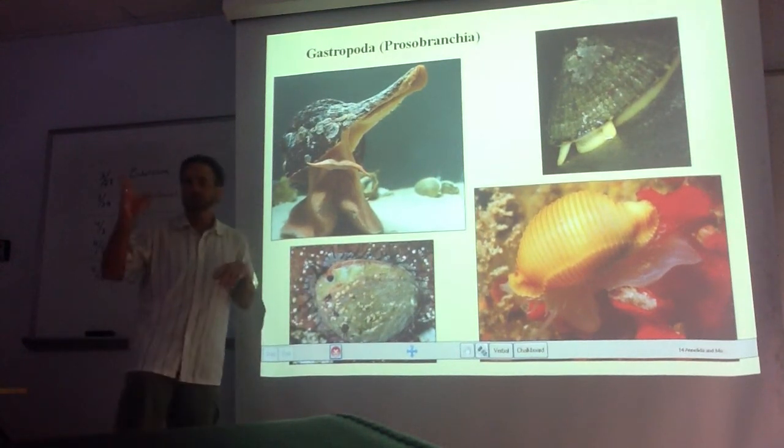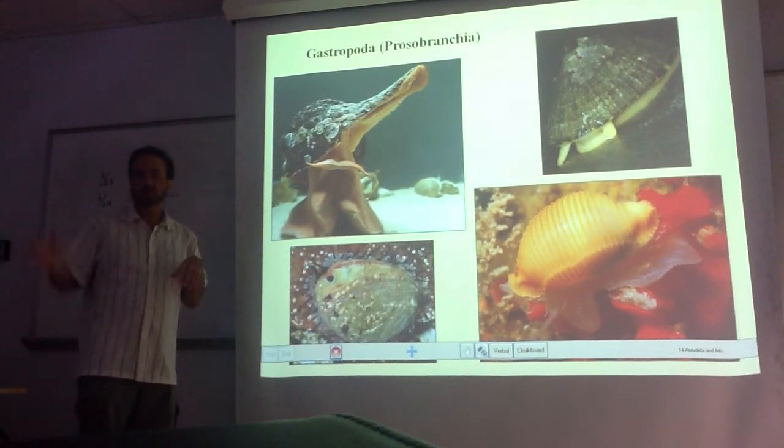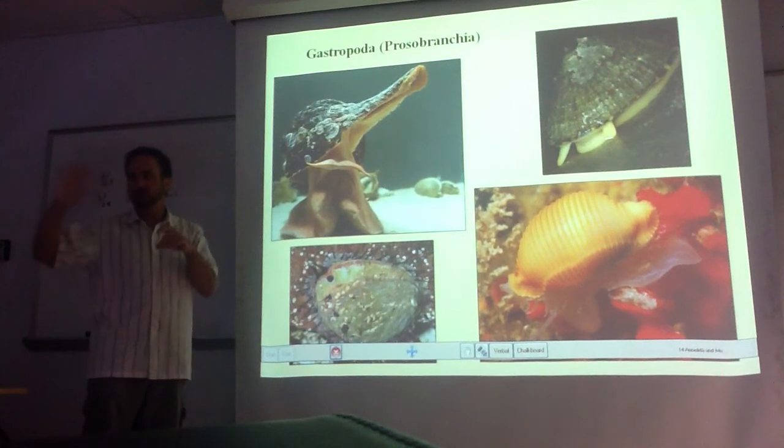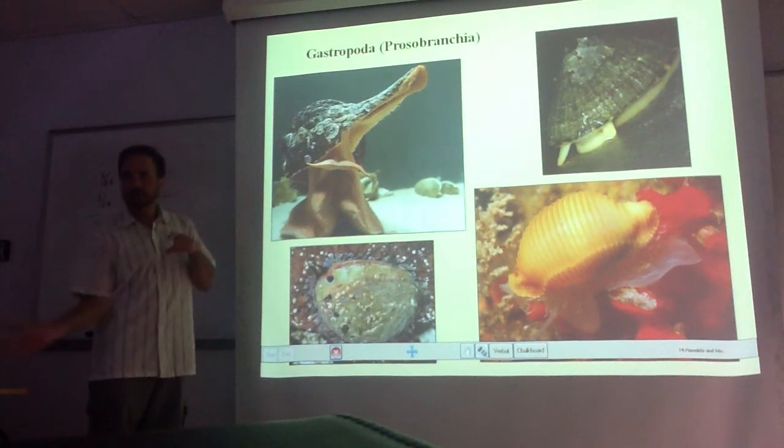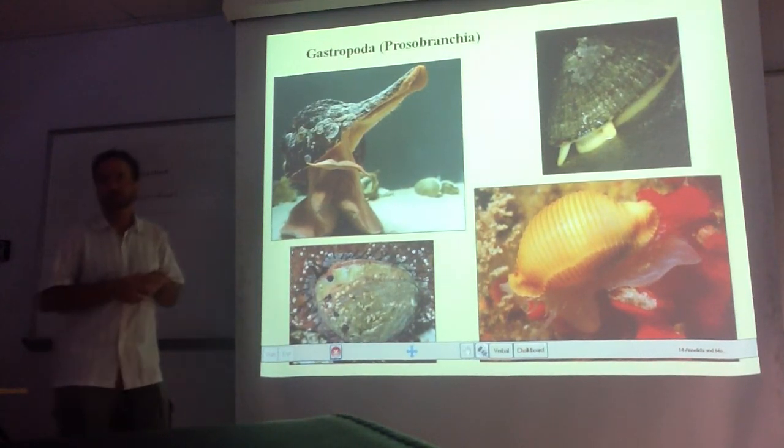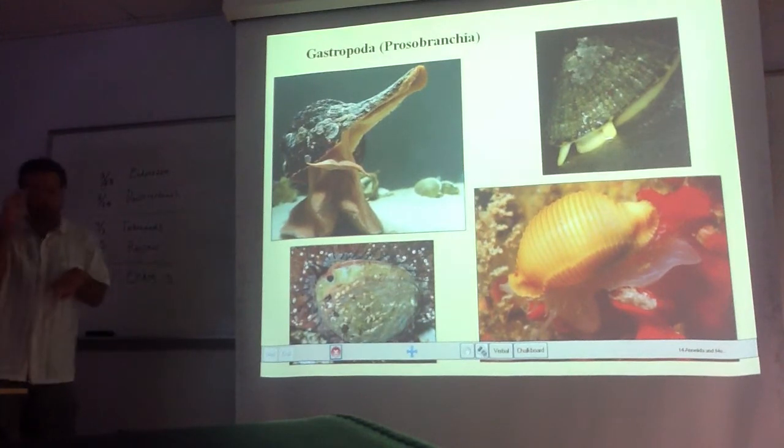So do you all know what an operculum is? It's the little trap door. You know how when a snail goes inside of a shell, sometimes they'll have that little hard plate that they close behind them? That's the operculum. If they have an operculum, then it's a prosobranch. Okay.